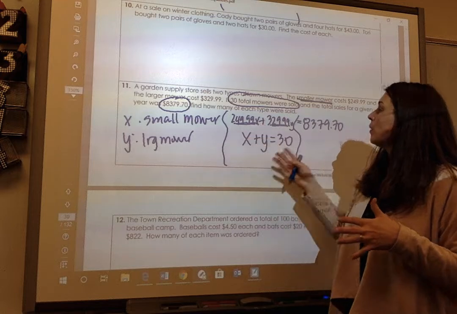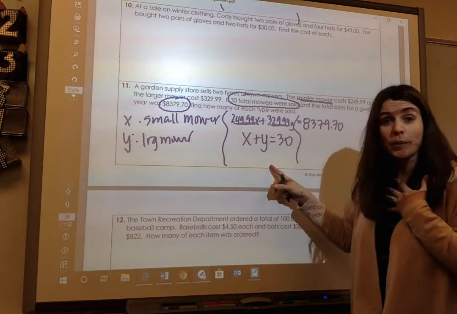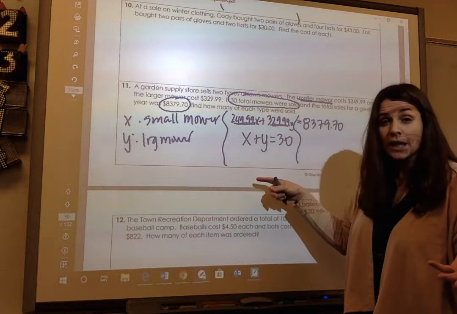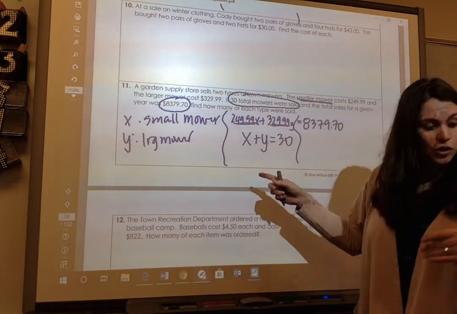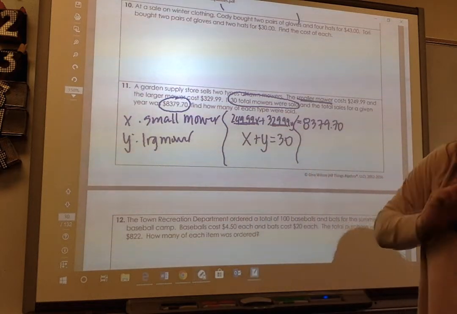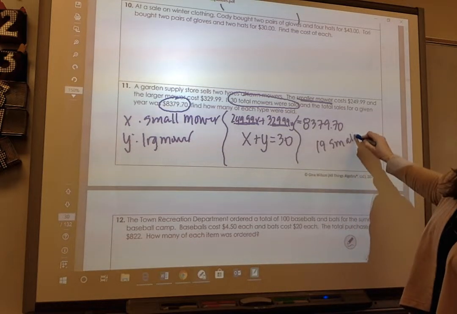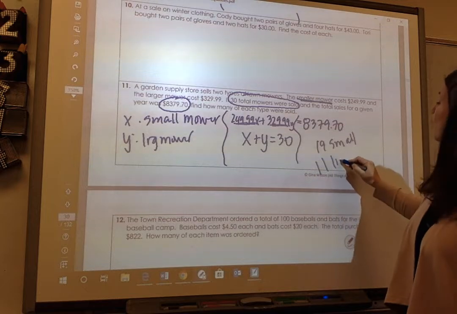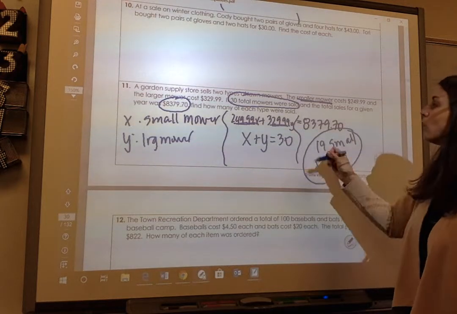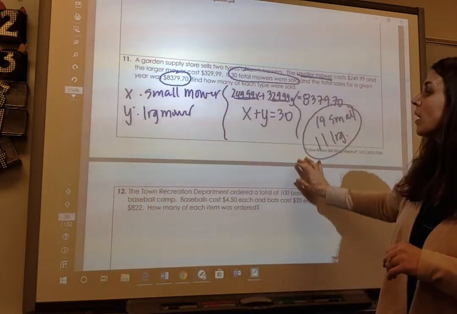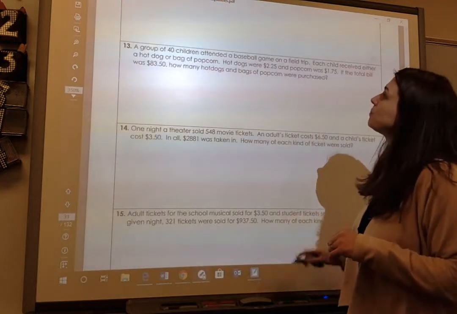So when you solve this, on this one, I would probably use substitution because I don't want to multiply crazy numbers like $249.99. So I would use substitution to solve for number 11, and I would get 19 small mowers and 11 large mowers. Okay, so if you have questions about how to solve that, come and see me, but that's the answer that you should be getting. All right, let's take a look at number 13.